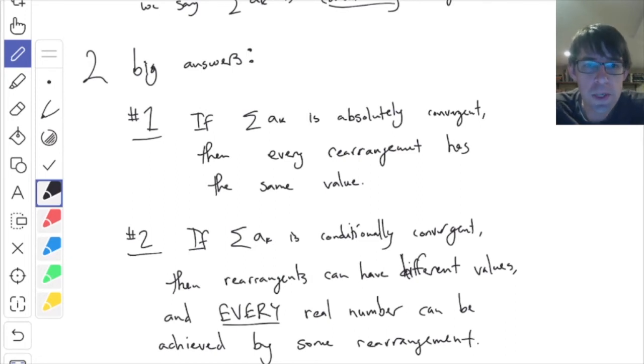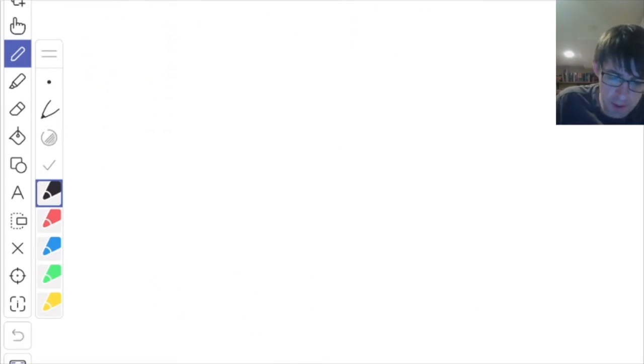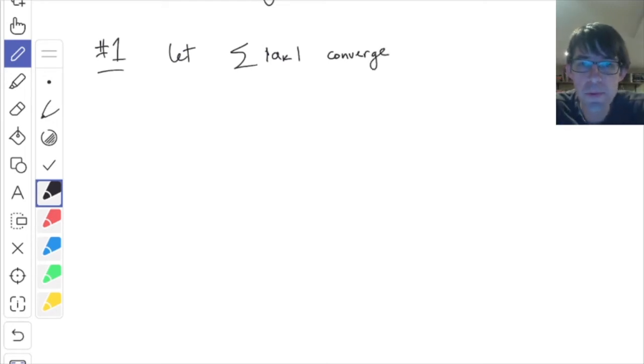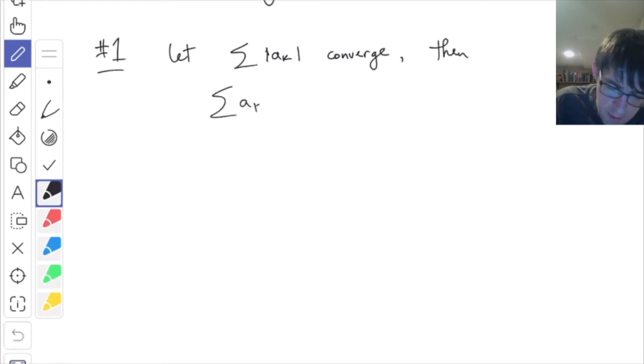Let's talk about the first one first. If it's absolutely convergent, then every rearrangement has the same value. I want to try to see if I can convince you of that. So first off, let the sum of |AK| converge. So this is absolutely convergent, right? I put the absolute values in there. Then that means that the thing without absolute values converges, and every rearrangement has the same value. That's what I want to demonstrate.